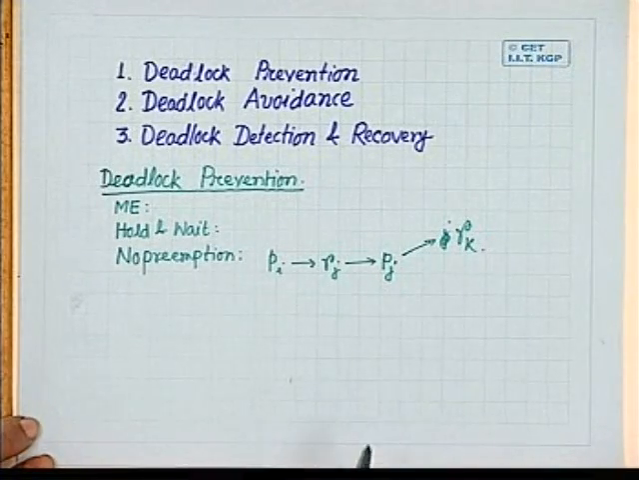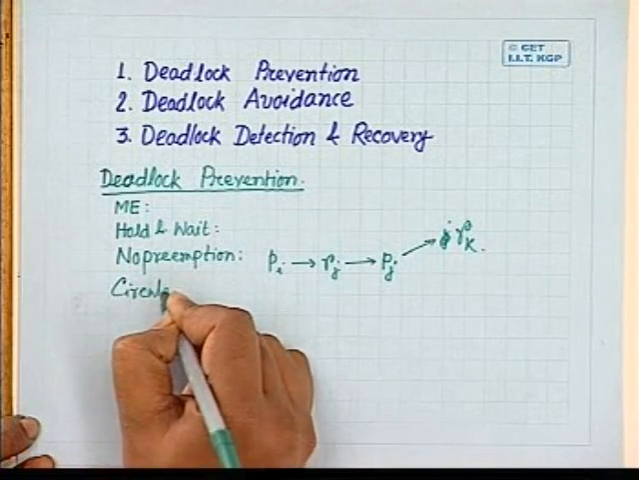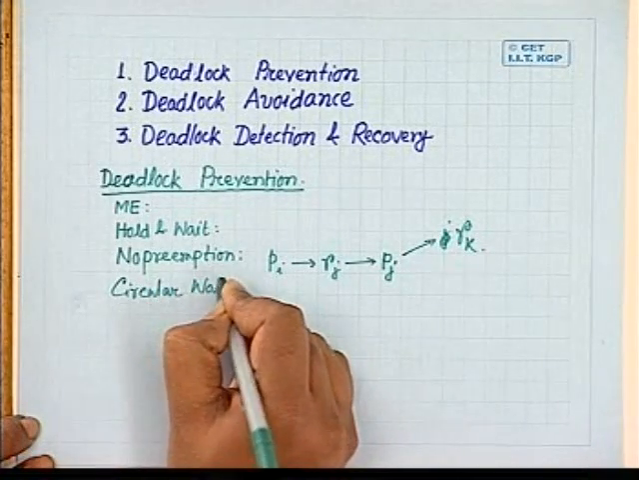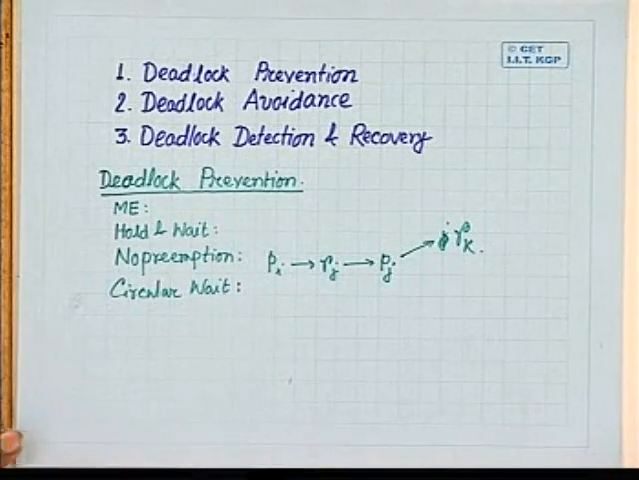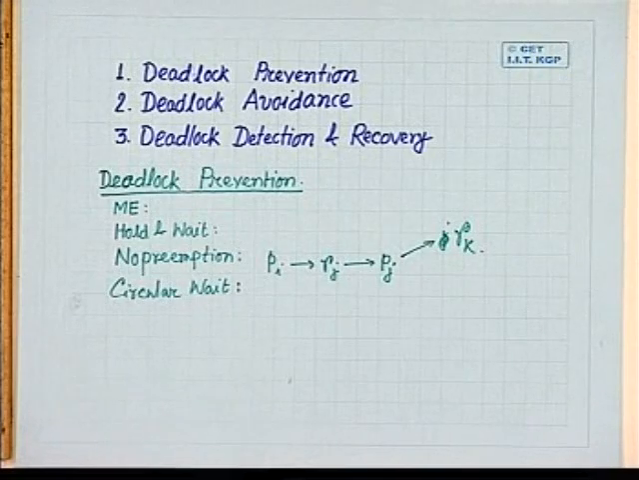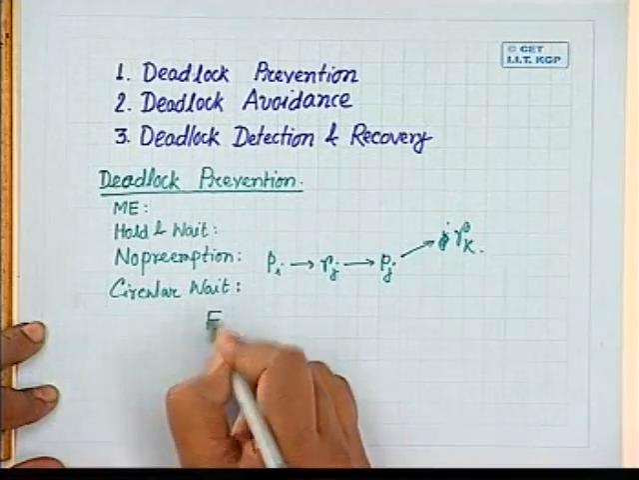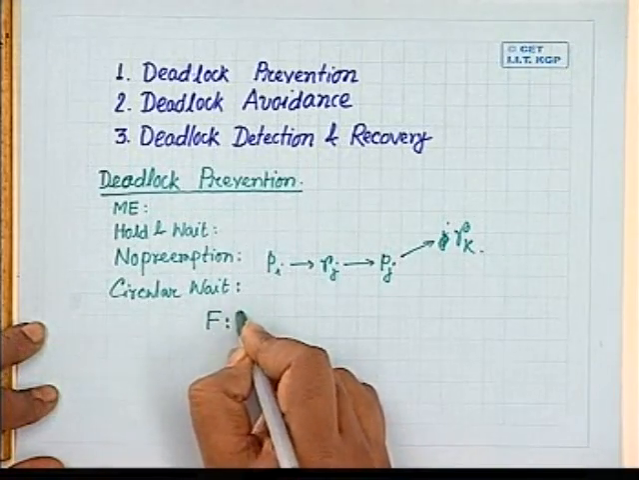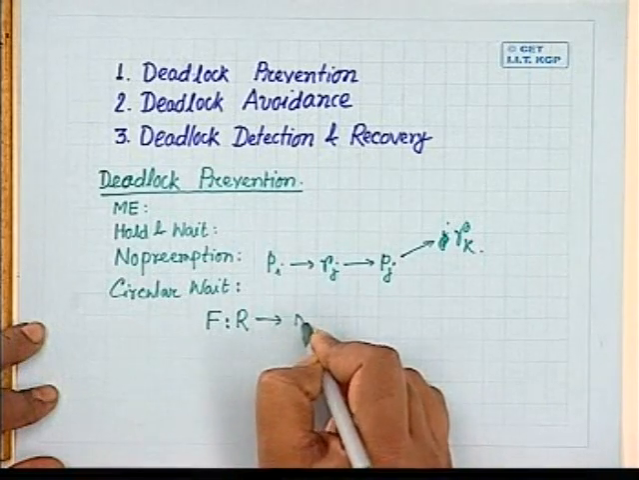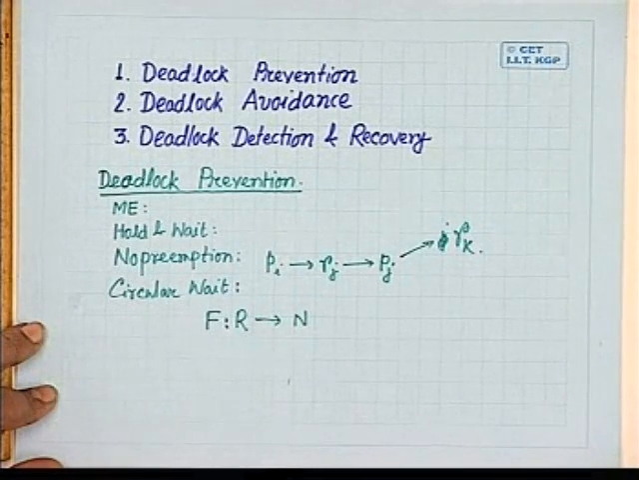And the fourth condition, that is the circular wait, can be broken if we allow the processes to request for resources in a particular order. So for that, what we do is we define a mapping function. You decide a mapping function, say f, which maps resource types to the set of integers N. That means for every resource type Rj, I have a corresponding integer number.